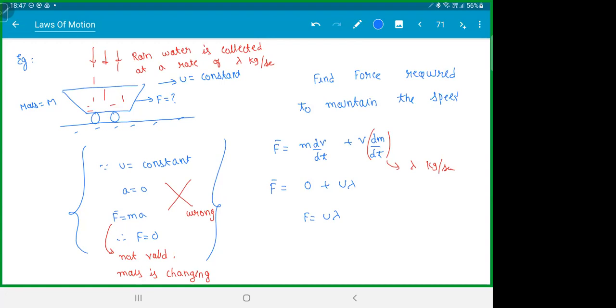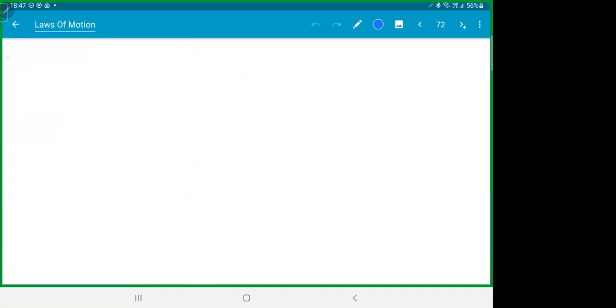Clear? Any doubts on this? Next one. Now you guys try this question. Same thing, we have a trolley. Mass m. Initial velocity is 0. Initially, the trolley is at rest.